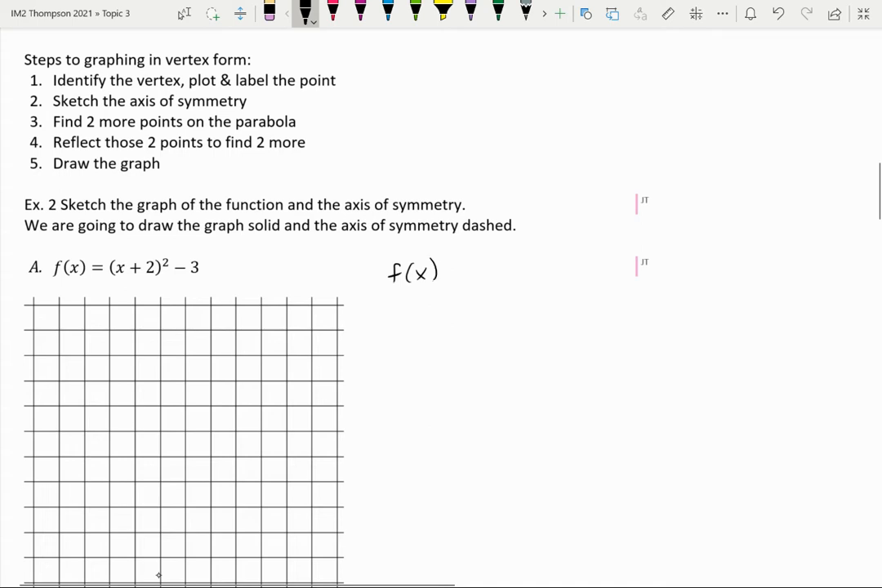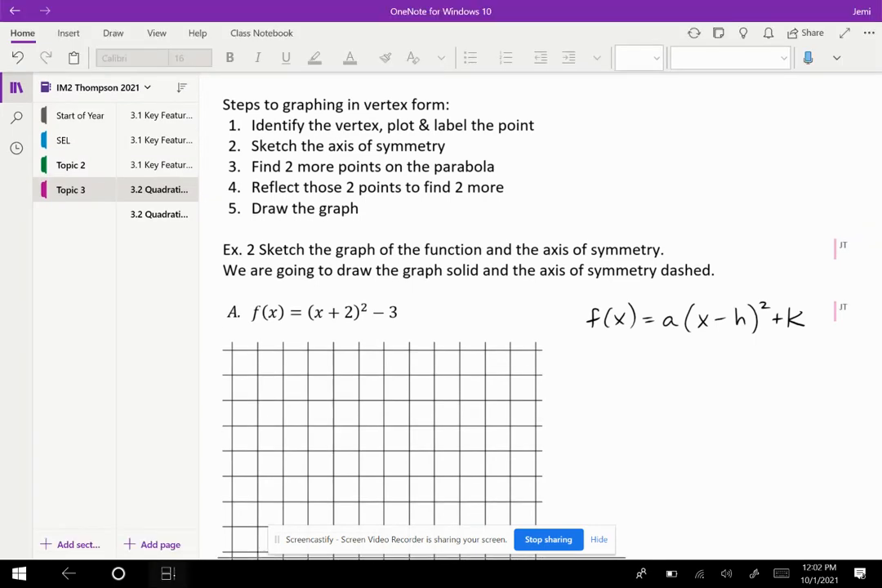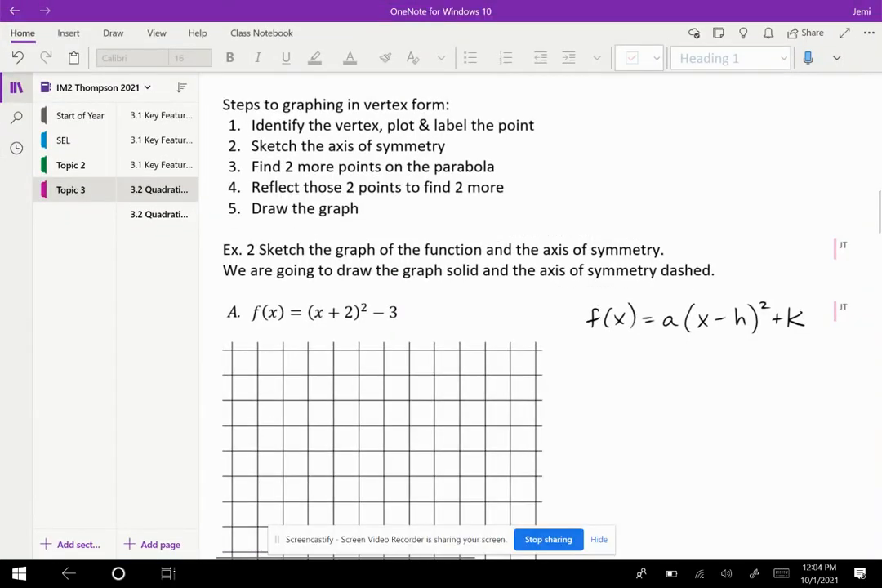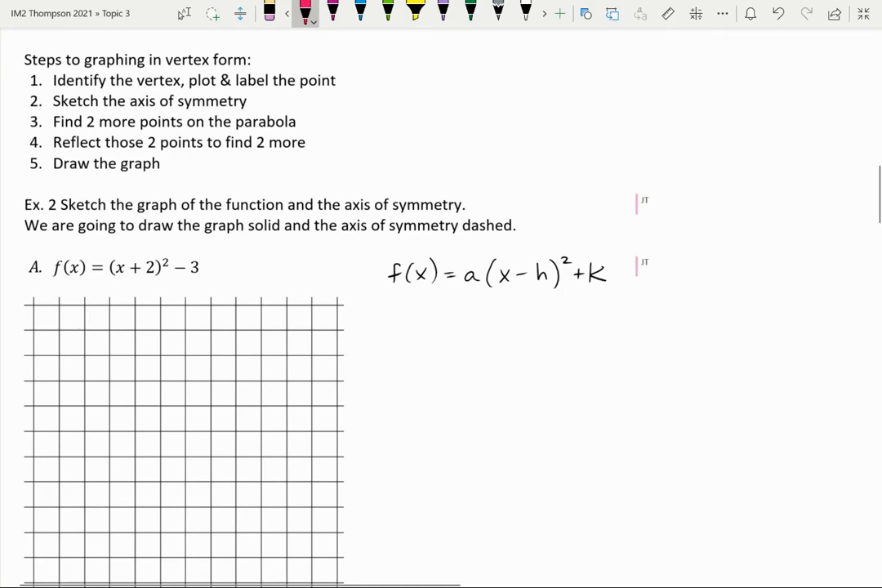So we were just talking about a quadratic function in vertex form: f of x equals a times x minus h quantity squared plus k. And the function that I'm graphing here is f of x equals x plus 2 quantity squared minus 3.